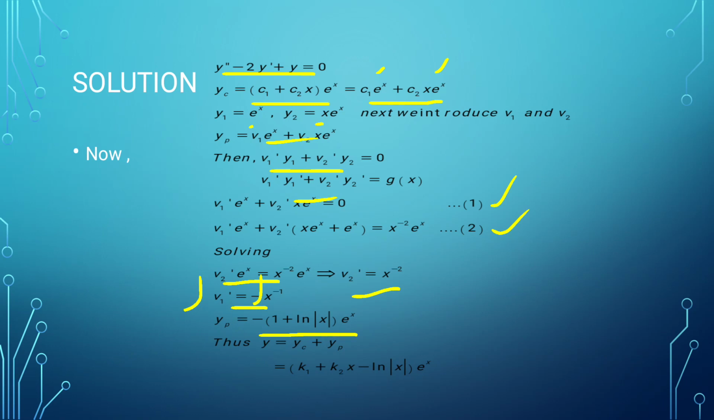So we know that y will be the summation of the complementary plus the particular solution, and therefore this becomes the answer.